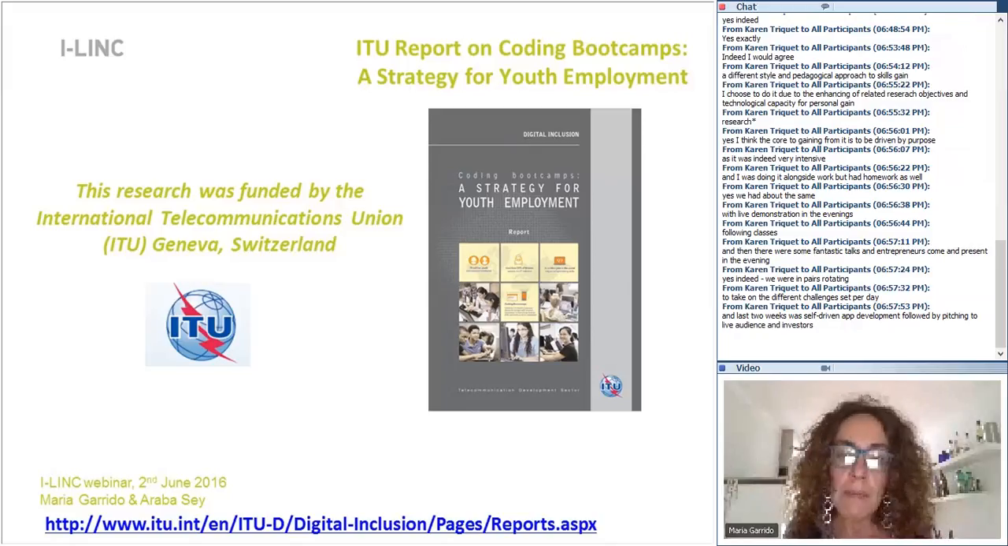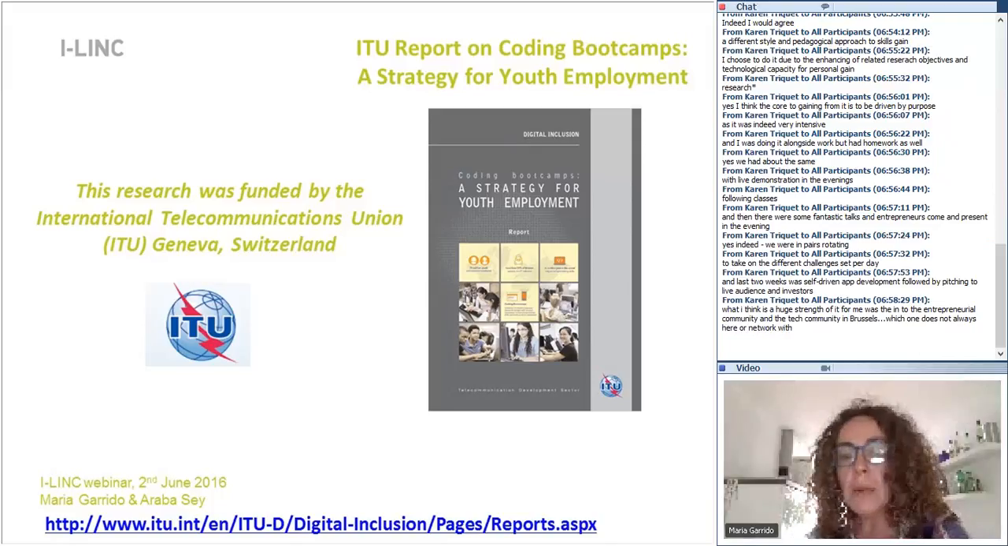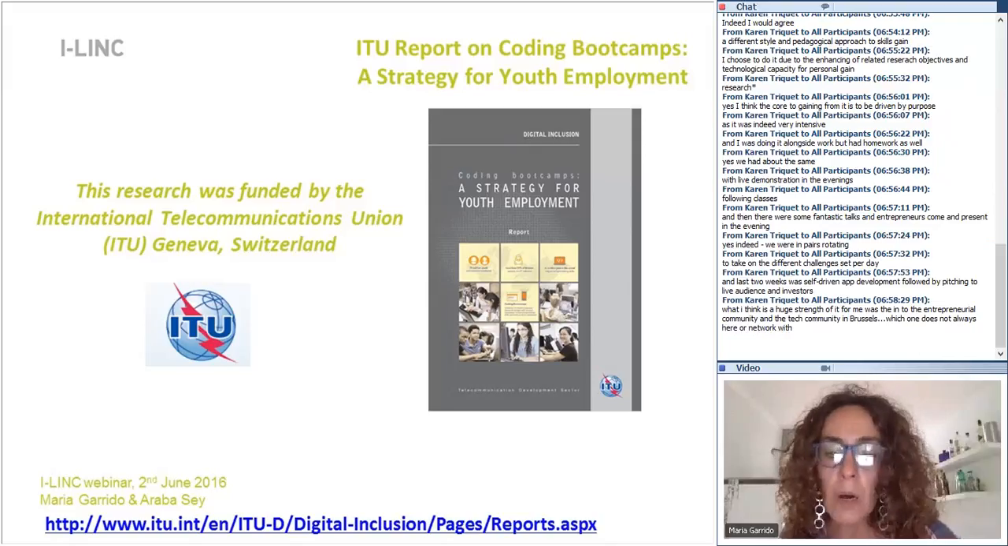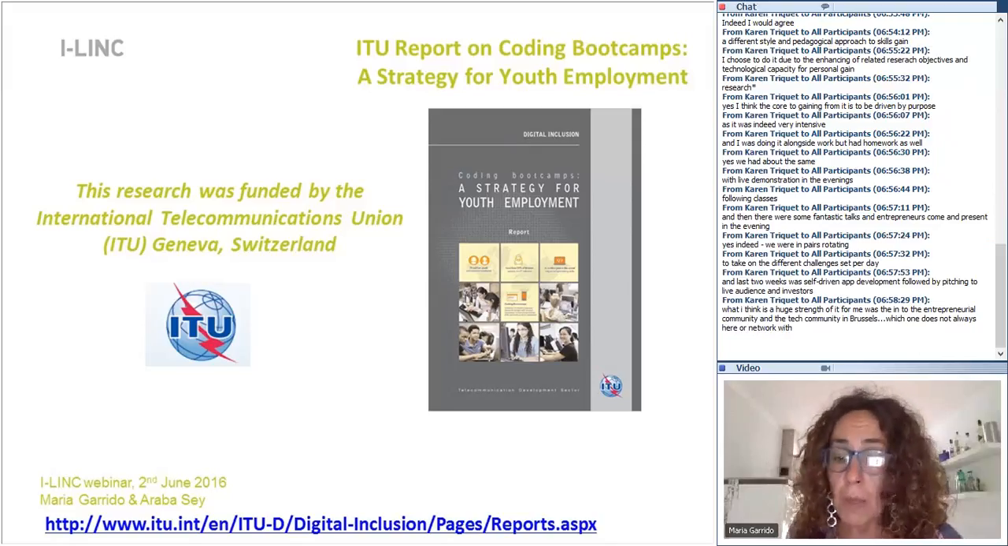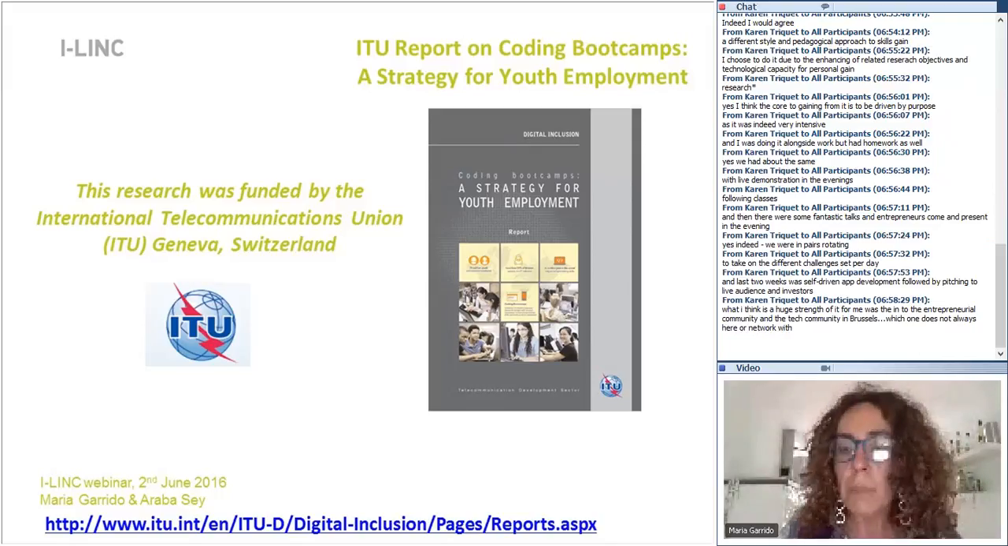So as you see, this is a form of training that is very different from just going to a class, getting the skills, and going home. It's a very different pedagogical approach, as Karen mentioned. And Karen said that for her, a huge strength of this form of training is that it gives you a step into the entrepreneurial community and the tech community. At least for her, that was the case in Brussels. This form of training allowed her to step into those communities, and that's a very difficult network to penetrate. So that's an important contribution of this form.